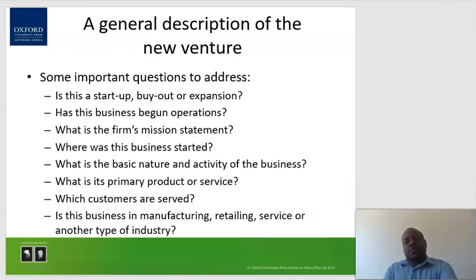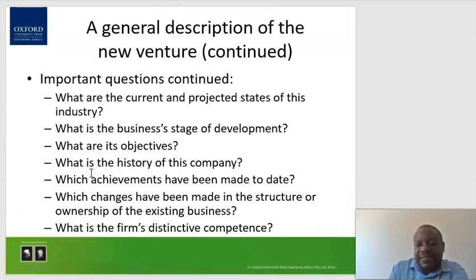Also these notes are basically explaining what should be covered in each of those sections. For example, when you are discussing the general description of the new venture, what are some of the important questions that you ought to address? These are what we are providing in this slide.